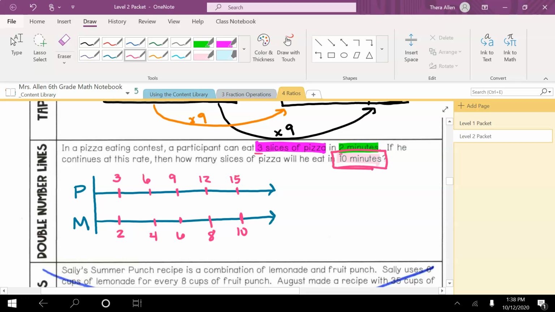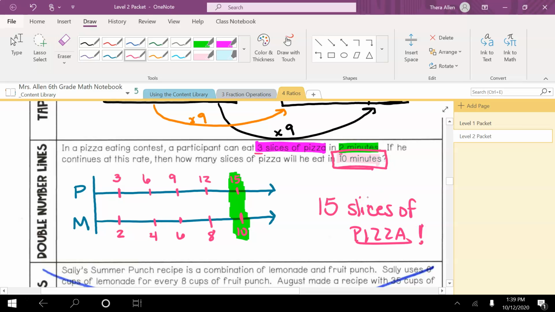It's asking me how many slices of pizza will he eat in 10 minutes. And if I look right here at my double number line, I know in 10 minutes, he can eat 15 slices of pizza. That is crazy. 15 slices of pizza can be eaten in 10 minutes by this participant. And I could keep going if I needed to. And this is the way you work on a double number line.